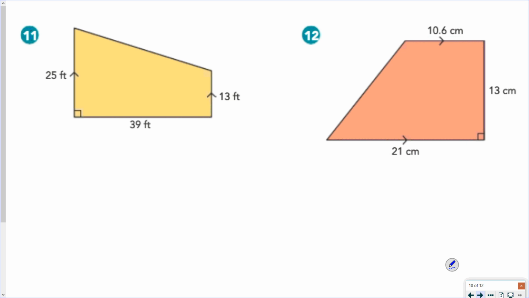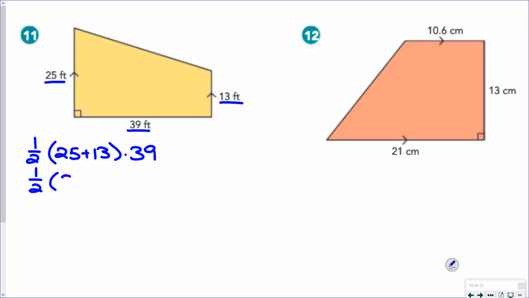All right, so for number 11 here, we have our bases, and we have our height. So 1/2, 25 plus 13 times 39. So half of 38 times 39. So we need to do 19 times 39.